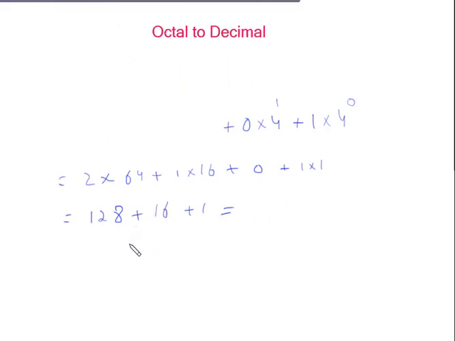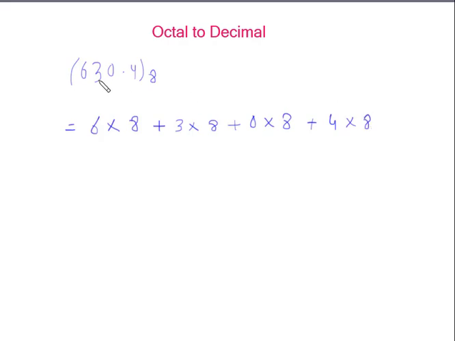Now let's say we have an octal number, or base 8, that is 630.4 to base 8. Now let's write the coefficients: 6 into 8 to the power 2, plus 3 into 8 to the power 1, plus 0 into 8 to the power 0, plus this last one, 4 into 8 to the power minus 1. Remember that this is the integer part and this is the fractional part.